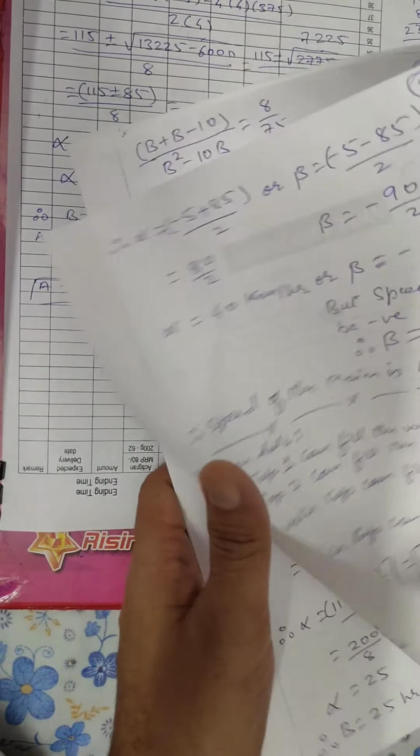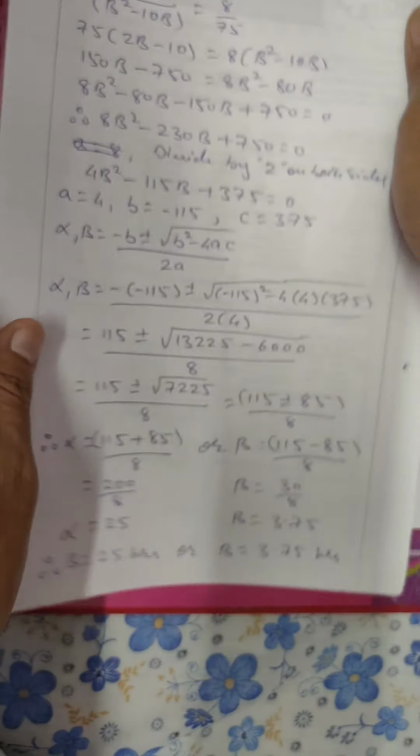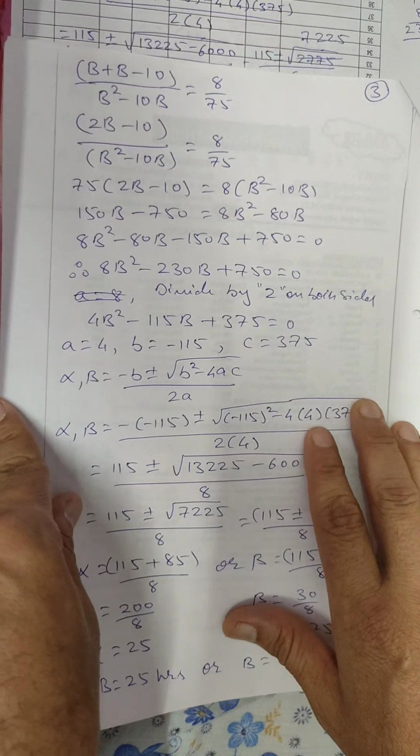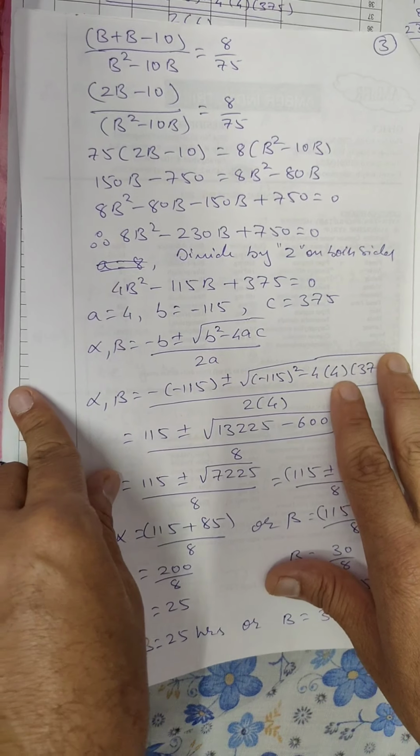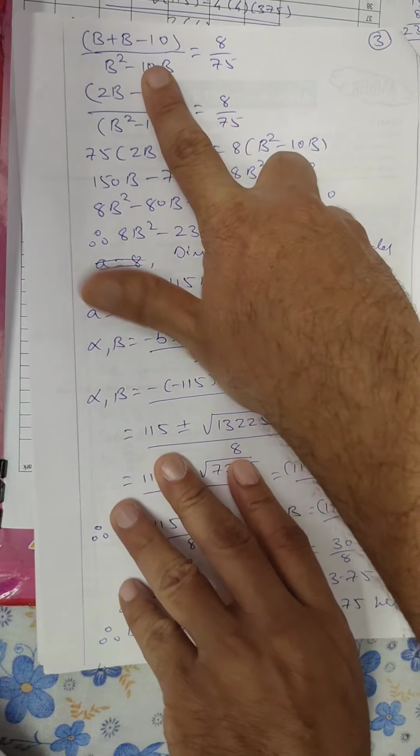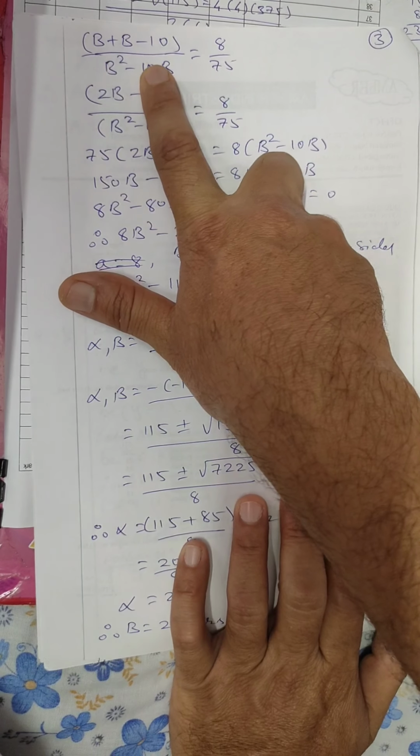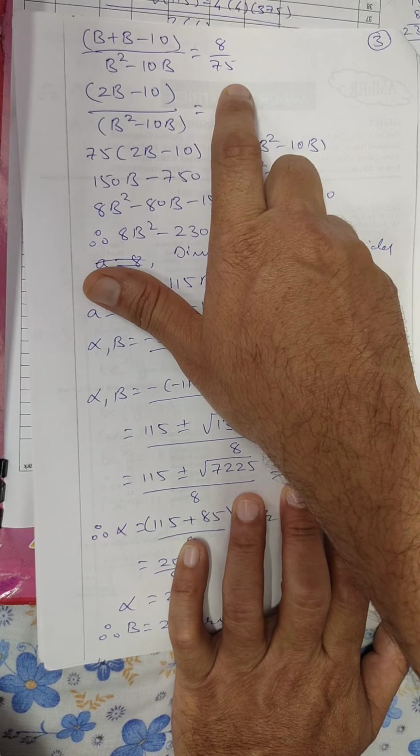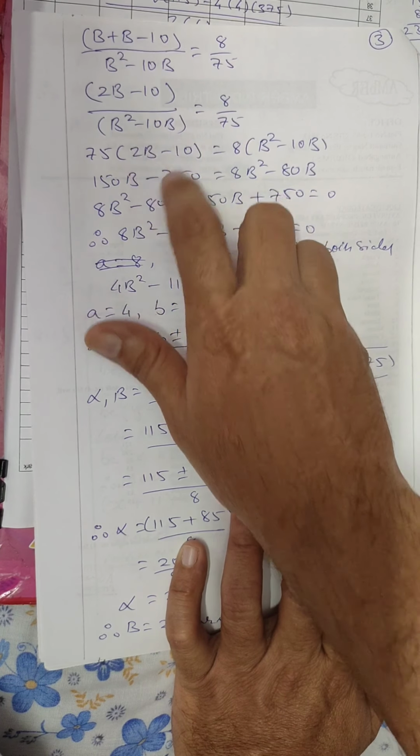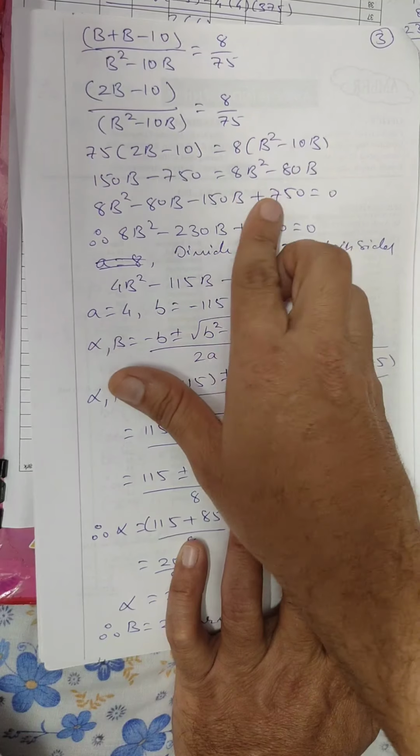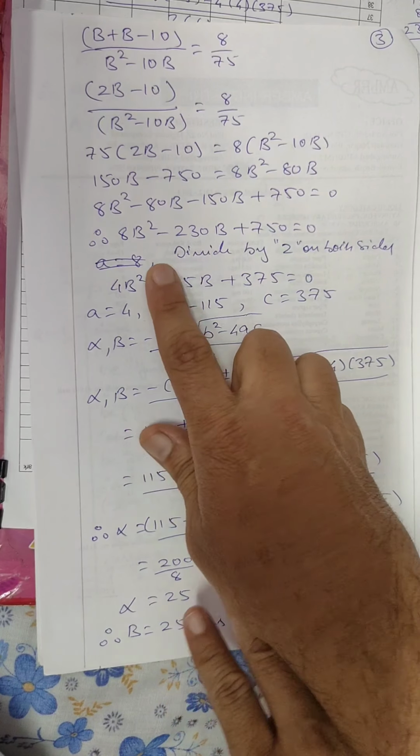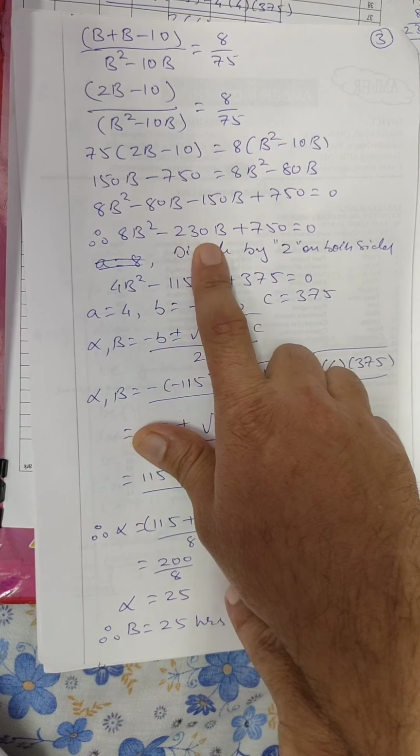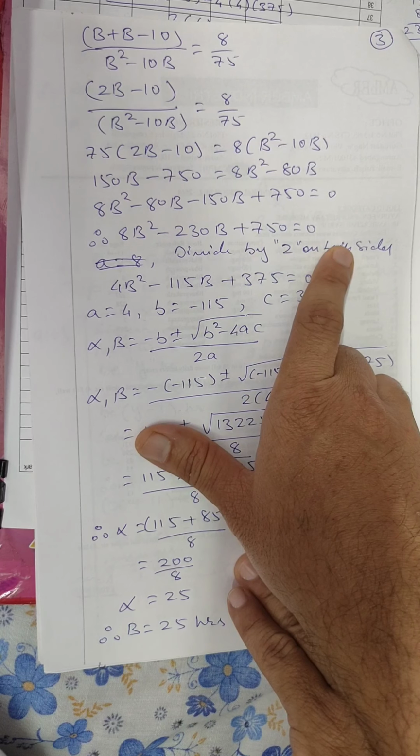And it becomes b plus b minus 10 upon b square minus 10b is equal to 8 upon 75. We'll solve it. We move 75 here and this term on this side. We rearrange. We get a quadratic equation: 8b square minus 230b plus 750 is equal to 0.